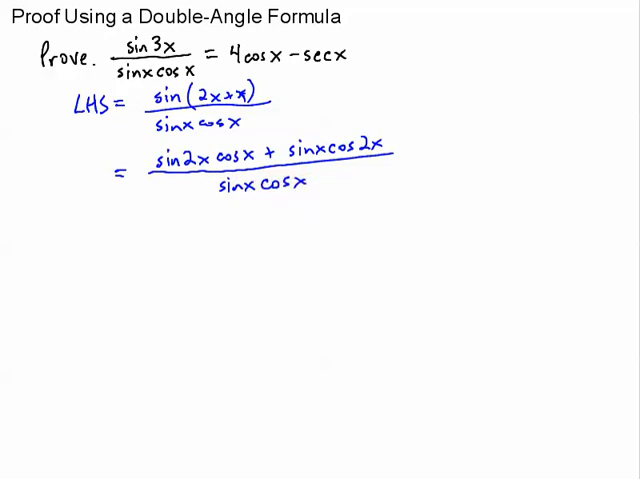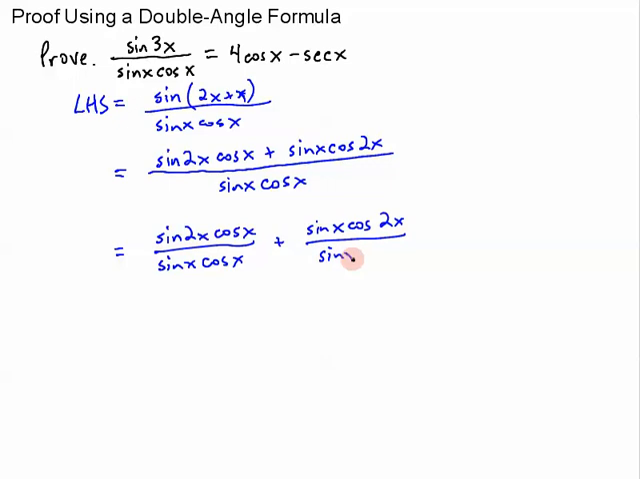So now I can split this into two terms by putting this over the denominator for one term and putting this over the denominator for the second term. So let's do that. So I've got sine of 2x cosine x over sine x cosine x plus sine x cosine 2x over sine x cosine x. Now I can have a little bit of fun and cancel the cosines here, cancel the sines here. And now I'm going to use my double angle formulas to replace each of these.